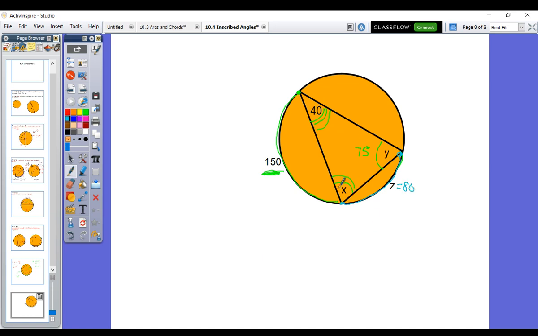Now, we have to find this last one. We could add those and subtract from 180, but we could also say these three angles together in a triangle equal 180. So 40 plus 75 plus angle X equals 180. Let's add those two up. We get 115 plus X equals 180. We subtract 115 from both sides. You're getting X equals 65 degrees. This is 65 degrees right there.